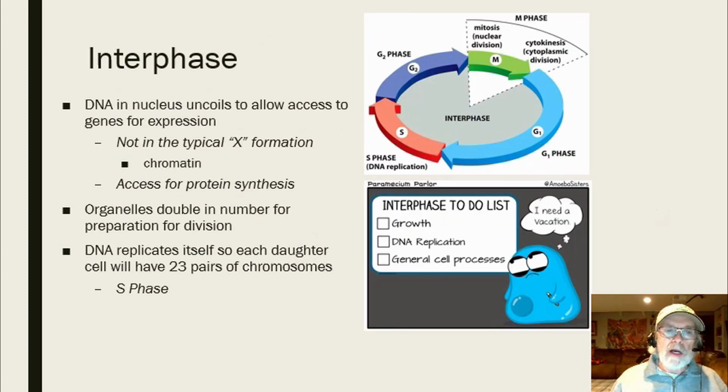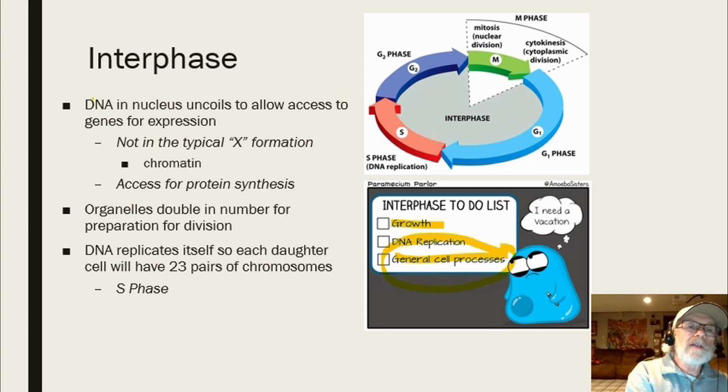So what really happens in this interphase, the big important thing, is growth, DNA replication, and general cell processes. And the majority of the time, it's probably still general cell processes. So that DNA, instead of being in that typical X formation that we know and love and think is there all the time, it's not. The DNA in the nucleus uncoils, and again, it allows the genes to be exposed so they can do their work. The term for that is chromatin. The chromatin is what we see.